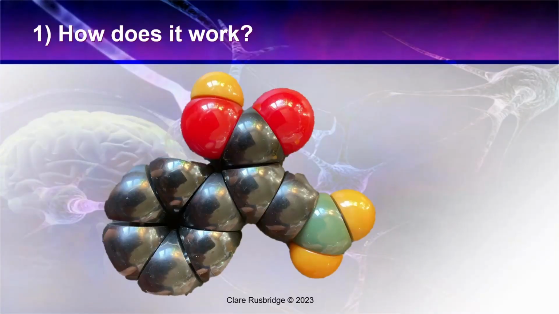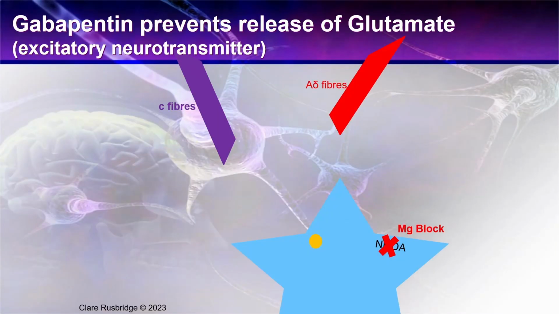Well, the first is, how does it work? Gabapentin prevents the release of the excitatory neurotransmitter glutamate. Now, glutamate is found throughout the nervous system, but where it's pharmacologically useful is at the level of the spinal horn. And in particular, glutamate is the neurotransmitter of pain.